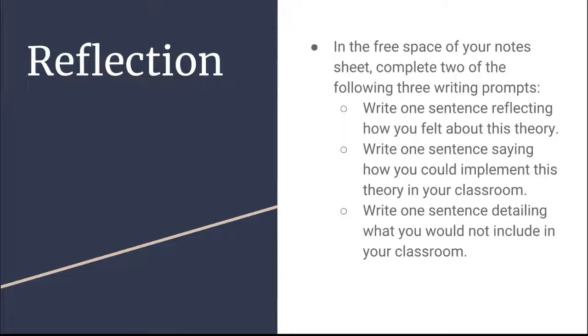As we close and reflect on this presentation, we would like you to also reflect. In the free space of your note sheet, please complete 2 of the following 3 writing prompts. Write 1 sentence reflecting how you felt about this theory, write 1 sentence saying how you could implement this theory in your classroom, or write 1 sentence detailing what you would not include in your classroom. Again, choose 2 of the 3 of these and please write it in the free space of your notes. At this time, you can pause the video and reflect on your notes, please.